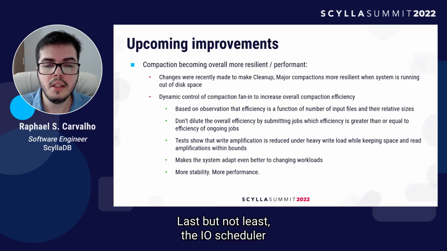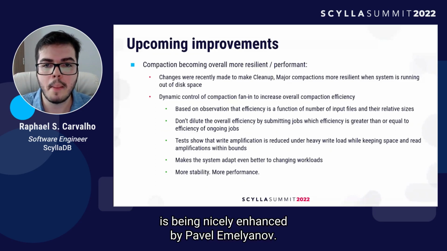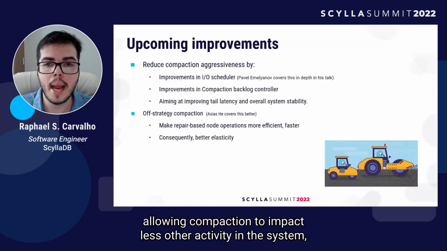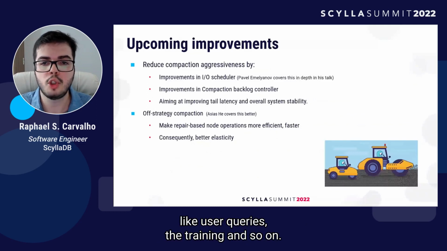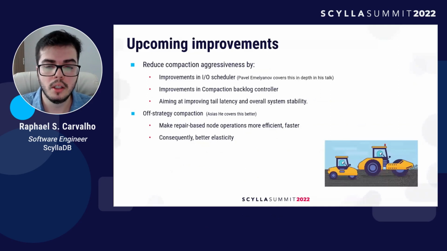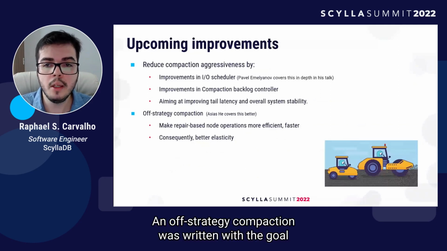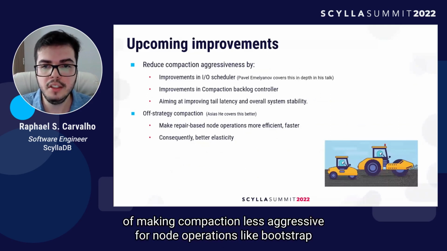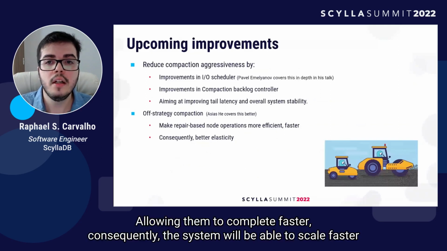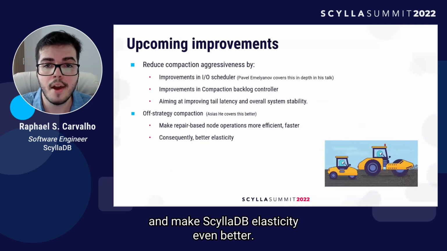Last but not least, the I/O scheduler is being nicely enhanced by Pavel Emelianov. The enhancement will make the system more stable, allowing compaction to impact less the other activity in the system like user queries, streaming, and so on. To learn more about this, you can watch Pavel's talk. And off-strategy compaction was written with the goal of making compaction less aggressive for node operations like bootstrap and regular repair, allowing them to complete faster. Consequently, the system will be able to scale faster, making Scylla elasticity even better.